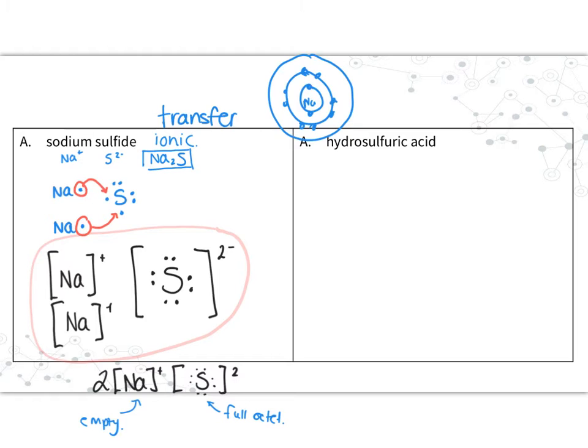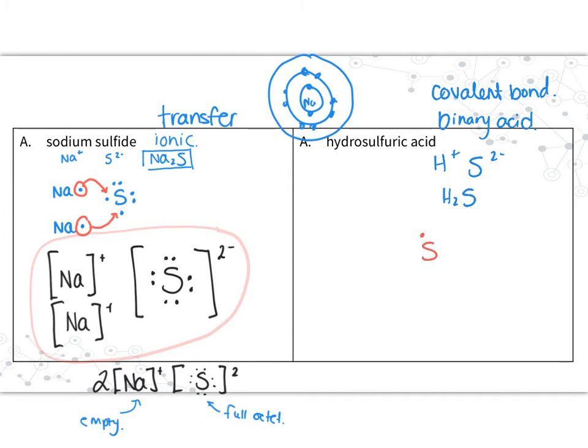Hydrosulfuric acid, let's draw its formula. Hydrosulfuric acid means a binary acid. A binary acid follows covalent bonding. So we need to write the molecular formula for this. Hydrosulfuric acid means that sulfur is present with a hydrogen. We actually balance it like an ionic compound, but we're going to draw it molecular. So we need 2 hydrogens for every 1 sulfur.